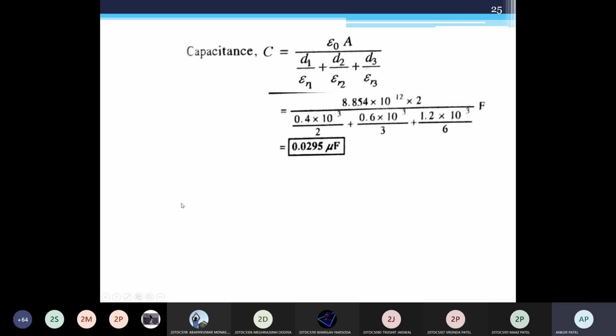Now find out charge Q. Q is equal to C into V. Find out charge: 2.95 into 10 raised to minus 5. Unit of charge? Coulomb. So we can write 29.5 microcoulomb, or 29.5 into 10 raised to minus 6 coulomb.